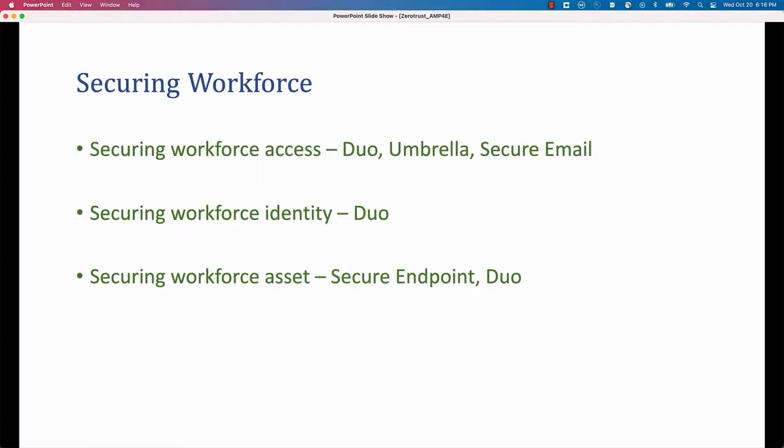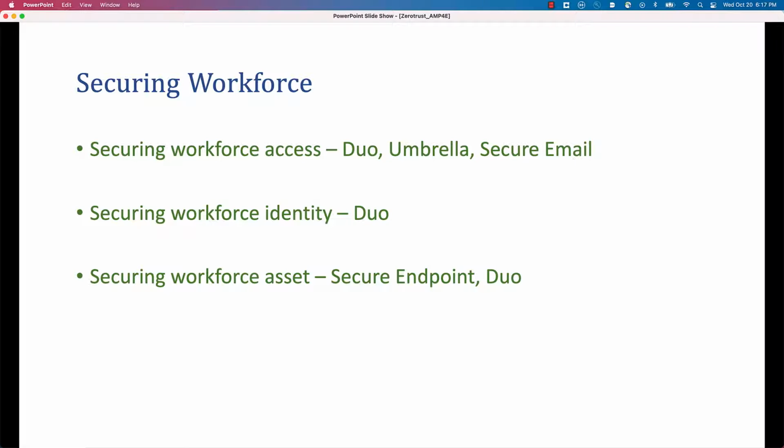What if a legitimate user is trying to access an allowed or authorized resource in the network, but the machine that he's using is infected by a malware or some sort of virus? So the user would, unintentionally or intentionally, end up spreading the malware from his machine to the rest of the network. So how do we control that? We use Cisco Secure Endpoint to protect the workforce assets.